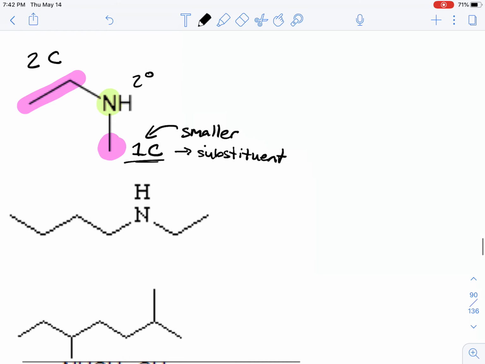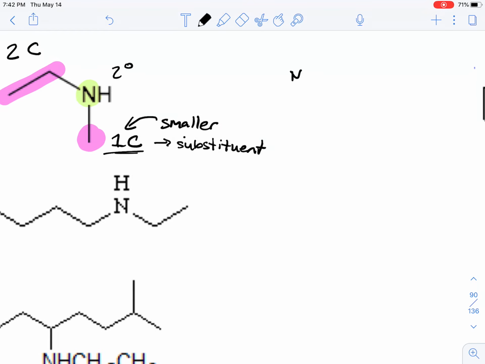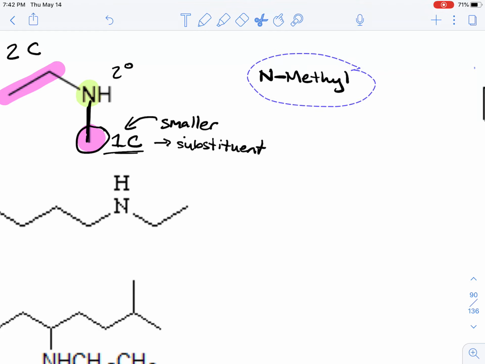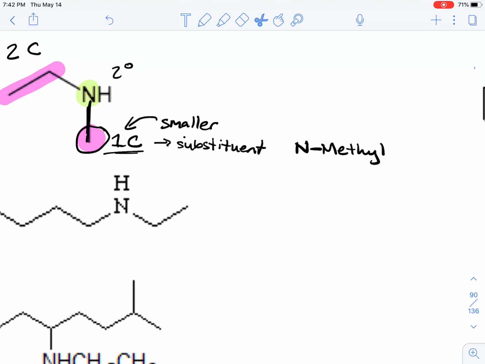A one carbon compound is going to be methyl. But we have to communicate to the reader that this methyl is not any ordinary substituent. It's directly bonded to the nitrogen of this secondary amine. So we're going to put a capital N in front of this methyl. We're going to write N-methyl, and this is going to describe this carbon over here.